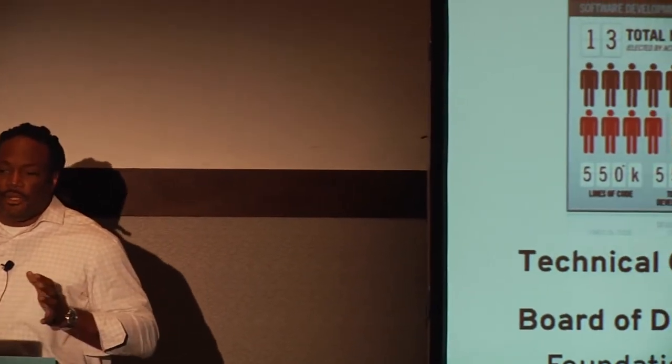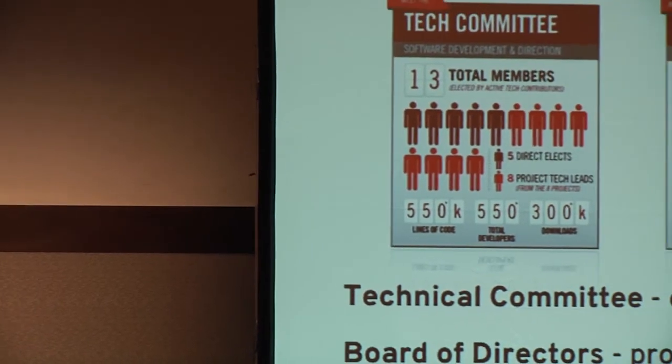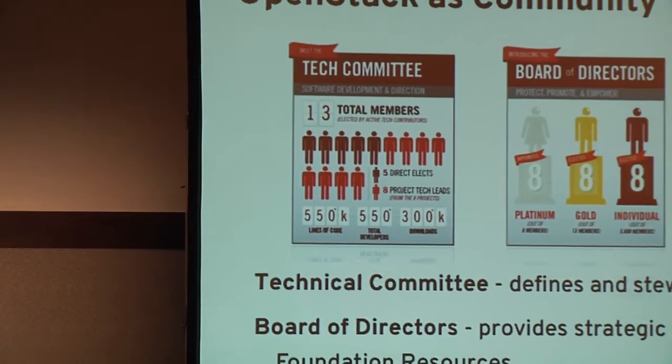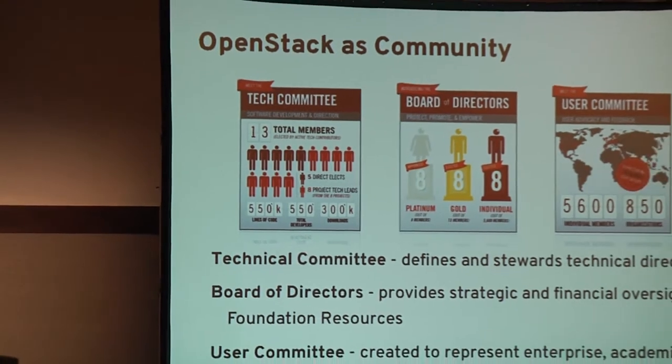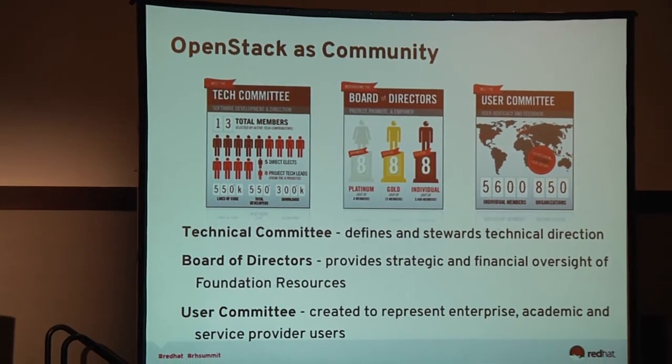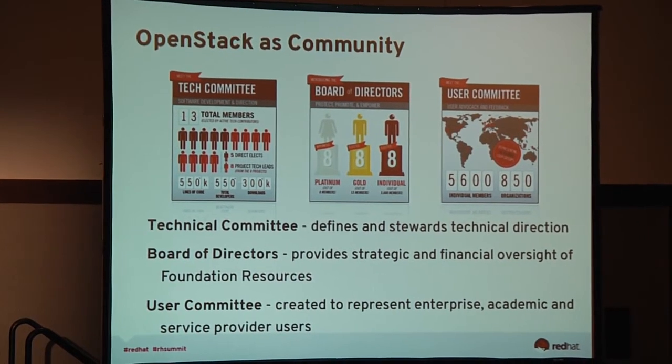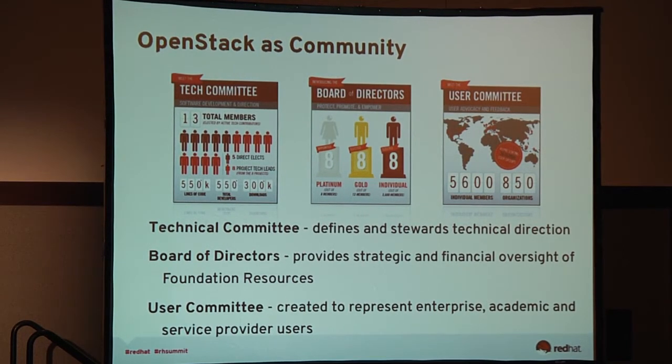So as a community, there are 3 constituent groups. The technical committee, basically the tech guys, they define the strategy and direction of where the software is heading. The board of directors is basically the shepherd for the organization. They protect the name, they promote, et cetera.